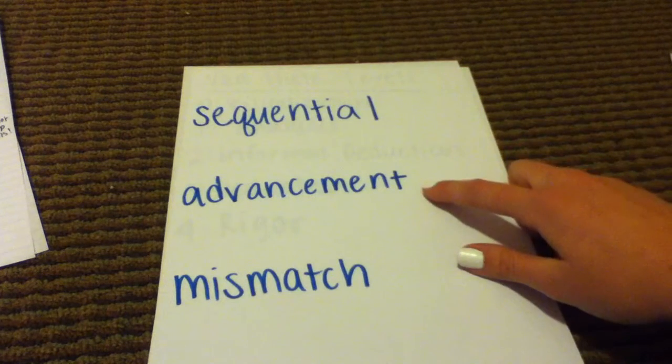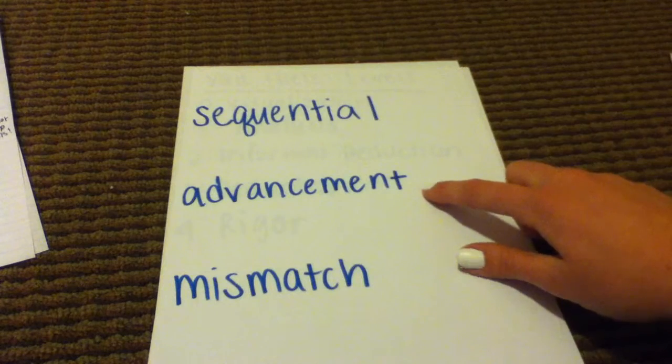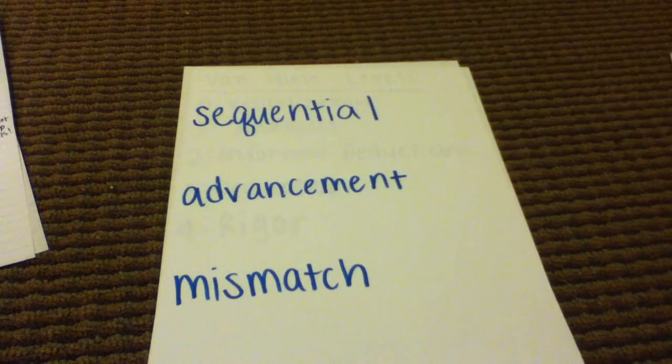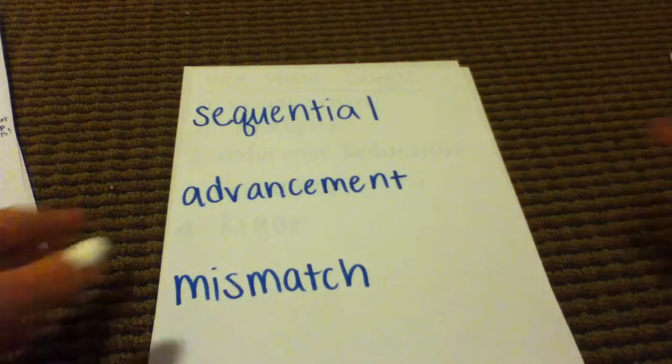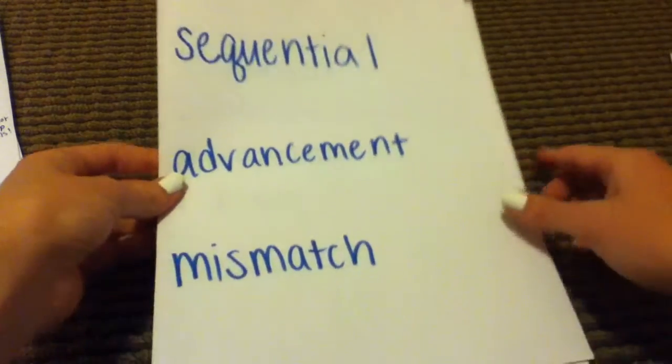So advancement is the next key characteristic, and this just means that progress depends on the content, not the age of the student. So you could say that a child should be at a certain level in a certain grade or at a certain age, but that's incorrect. It doesn't go by age. It just goes by where they are according to the content that they know.